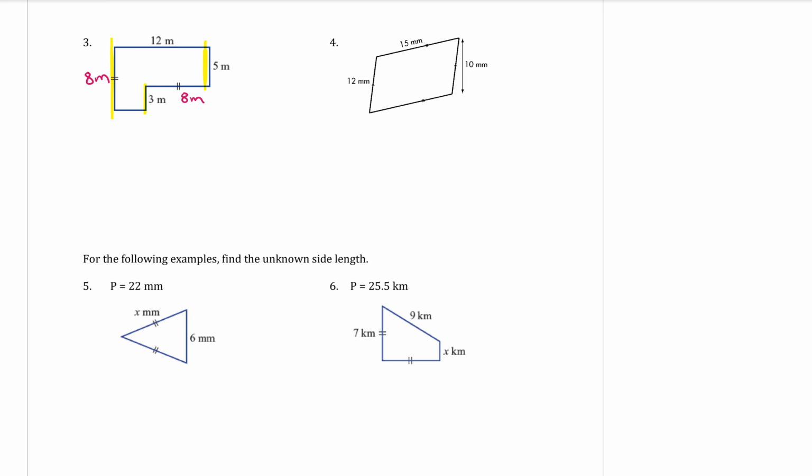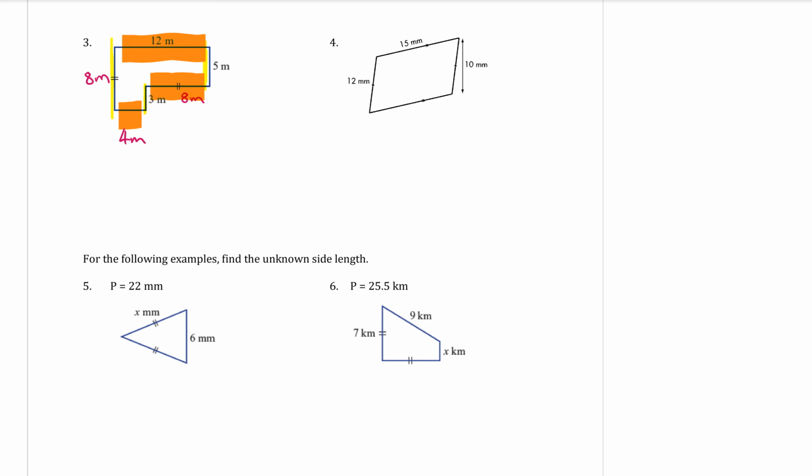Now let's look horizontally. We have got 12 meters going across here. We've got the 8 that we just worked out, but we're missing this little one here. If 12 is the whole way, I need to go 12 take away 8, which gives 4 meters.